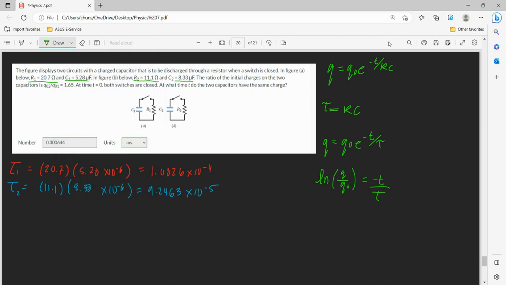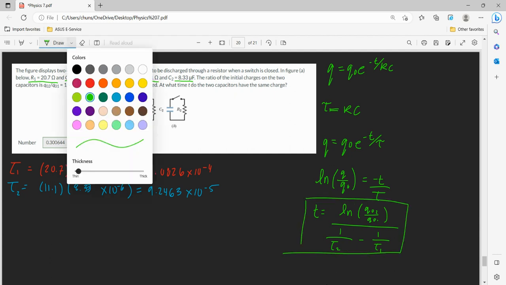So then, if we isolated for t, this looks like our charge ratio over 1 over tau 2 minus 1 over tau 1. Okay, so this is the equation that we're going to use. So let's go forward with that.